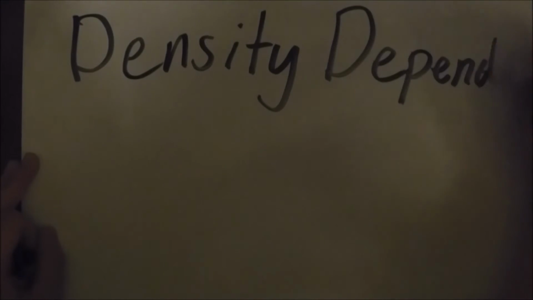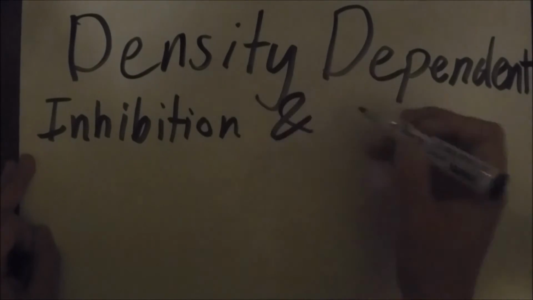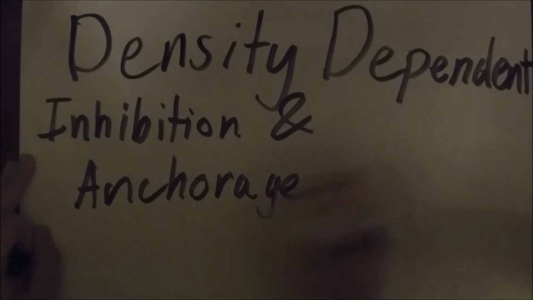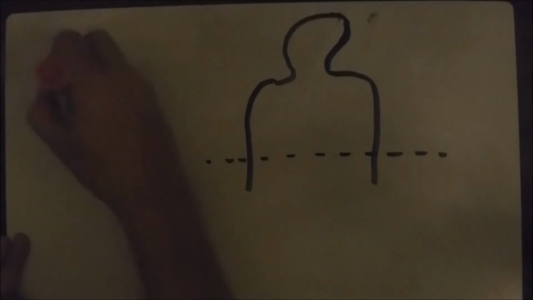Density-dependent inhibition is when a cell stops dividing in a space once it is in contact with another cell. And anchorage dependence is when a cell must be in contact with a surface to divide on. Essentially, cancer lacks these qualities. There are 4 stages to cancer.